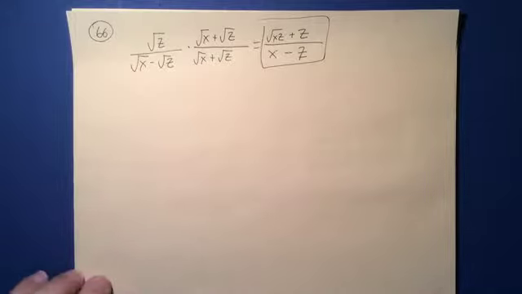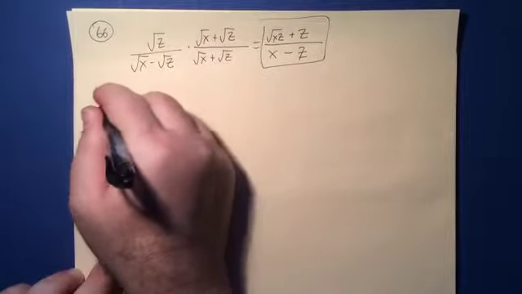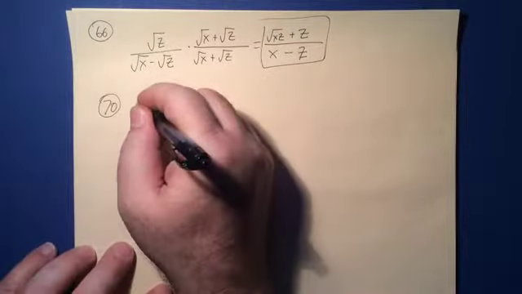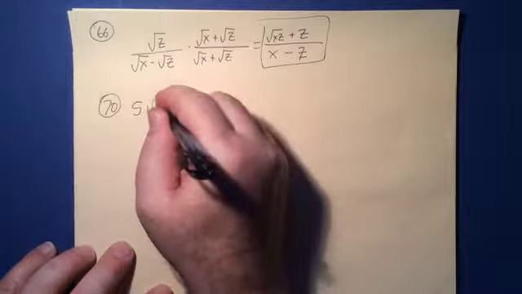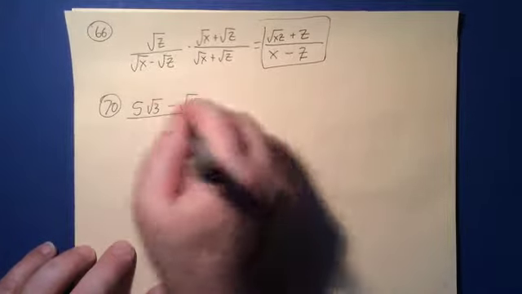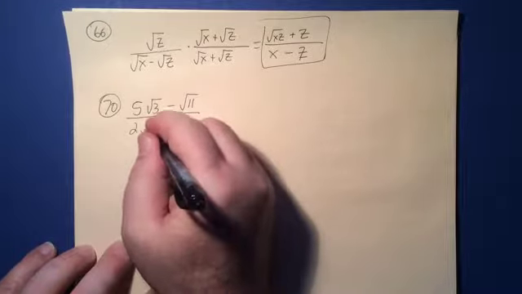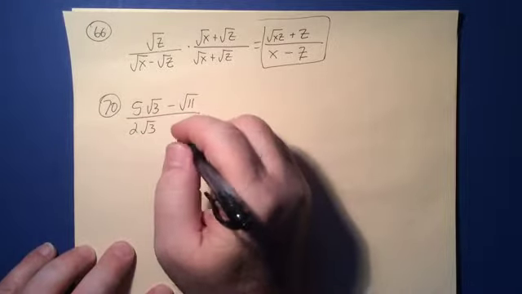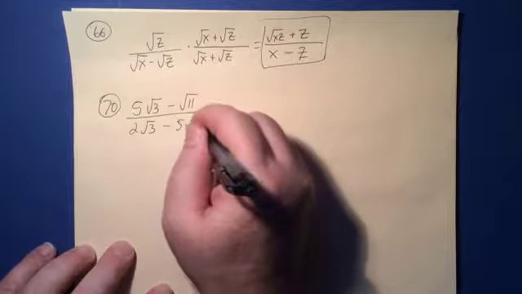So let's go ahead to one last problem. We're going to go down to 70, and this will be the last problem for this section. So this is going to be 5 times radical 3 minus the square root of 11, divided by 2 radical 3 minus 5 radical 2.